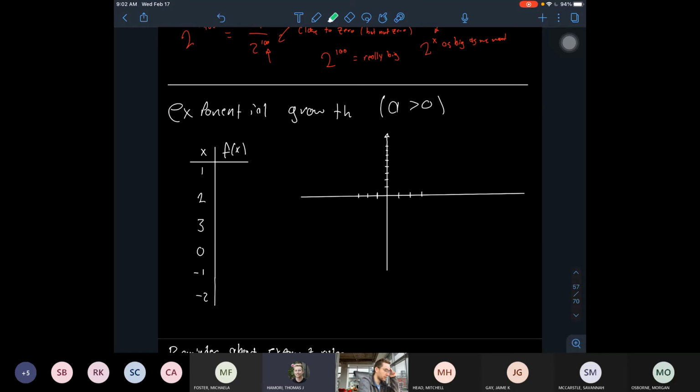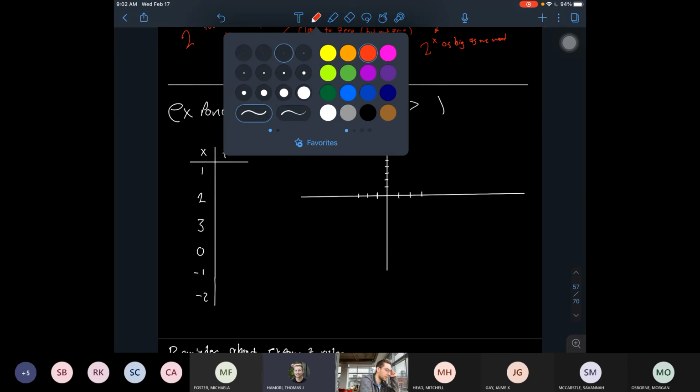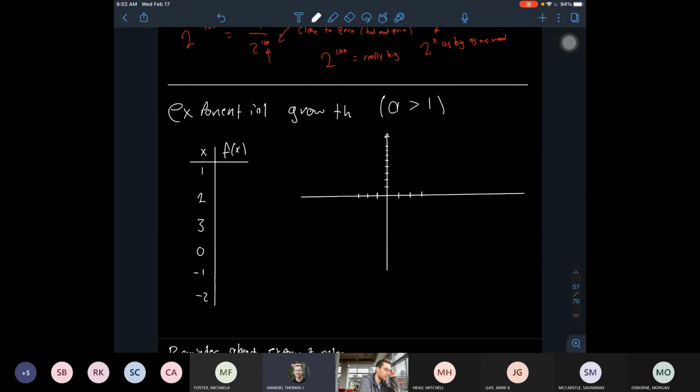And this should say a larger than 1. Typo there. So if you're using the skeleton notes, don't forget to change this to a 1. A should be larger than 1. Okay, so if a is larger than 1, then we're going to call that exponential growth, and let me show you why.